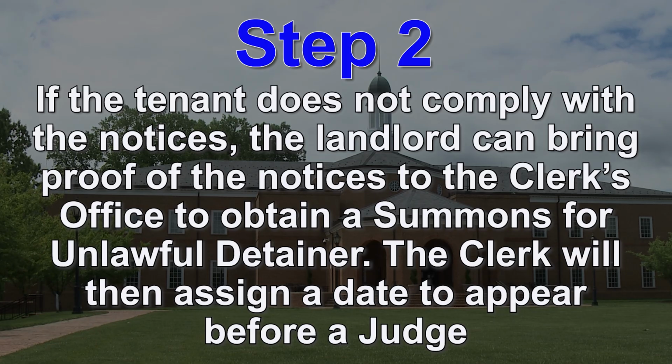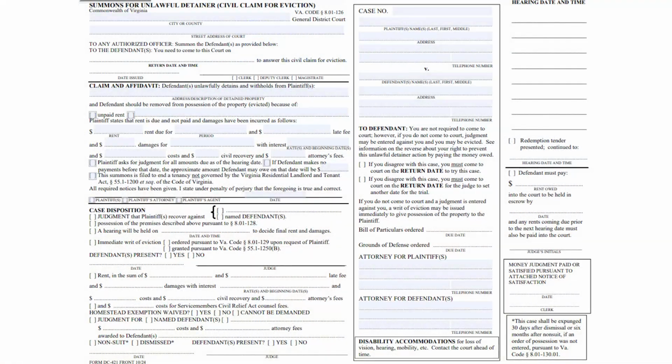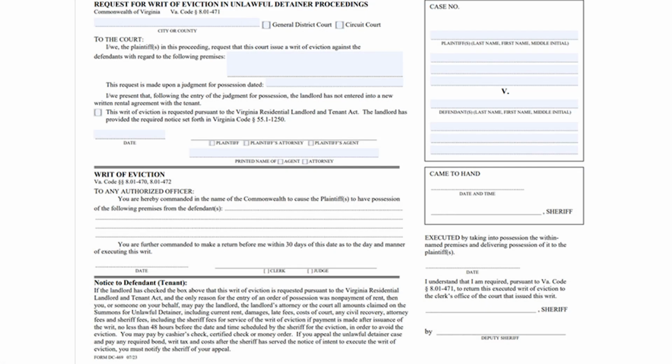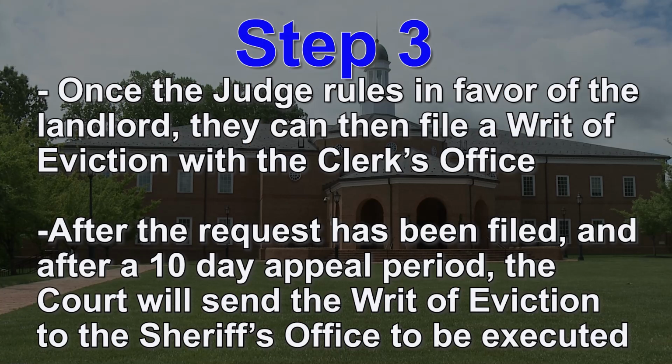The clerk issues a summons for an unlawful detainer and assigns a date when the landlord and the tenant have an opportunity to appear before a judge. Once the judge rules in favor of the plaintiff, the landlord can then go to the General District Clerk's office and apply for a writ of eviction. After the request for the eviction has been filed and a 10-day appeal period has passed, the court will send the writ of eviction to the sheriff's office to be executed.